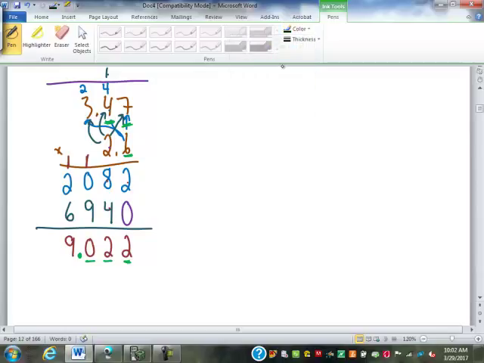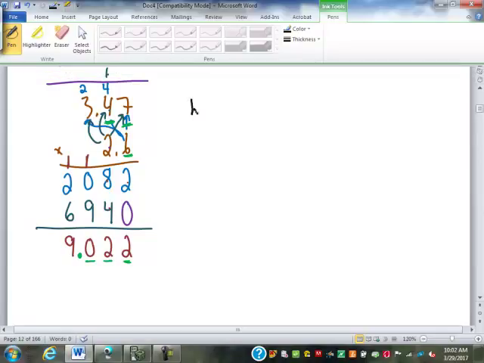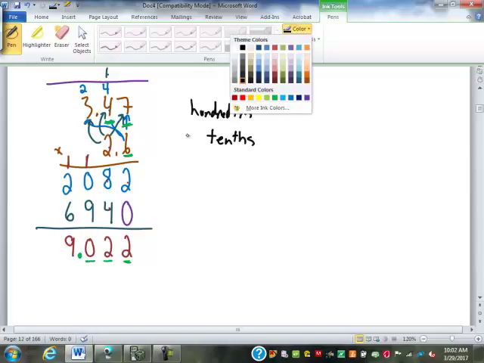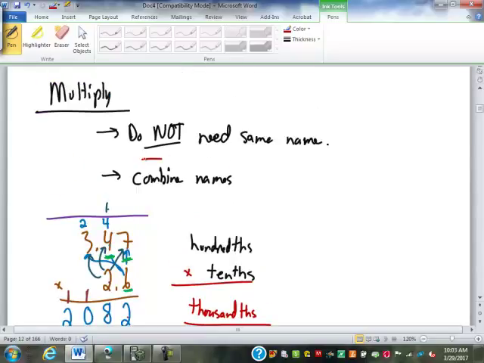We mentioned way back in January, the reason for that is when we multiply, we combine the names. This here is hundredths. This is tenths. Hundredths times tenths is thousandths. So by counting up those decimal places and putting that many in our answer, what we're really doing is combining the names.